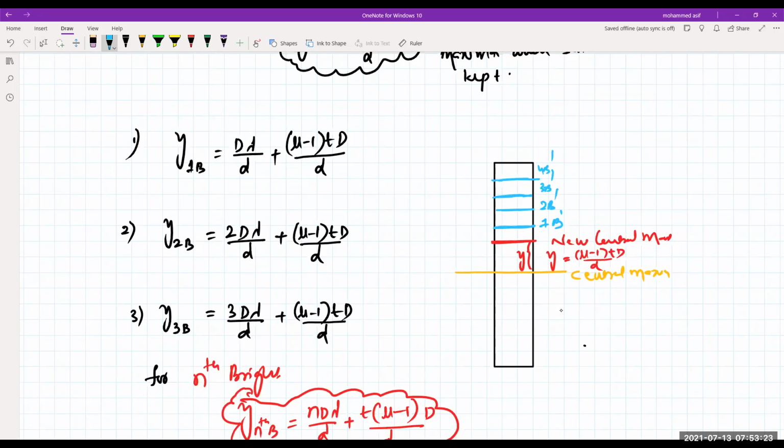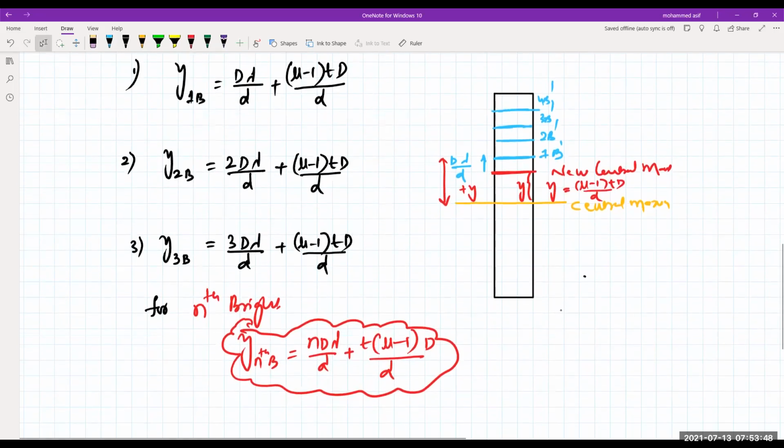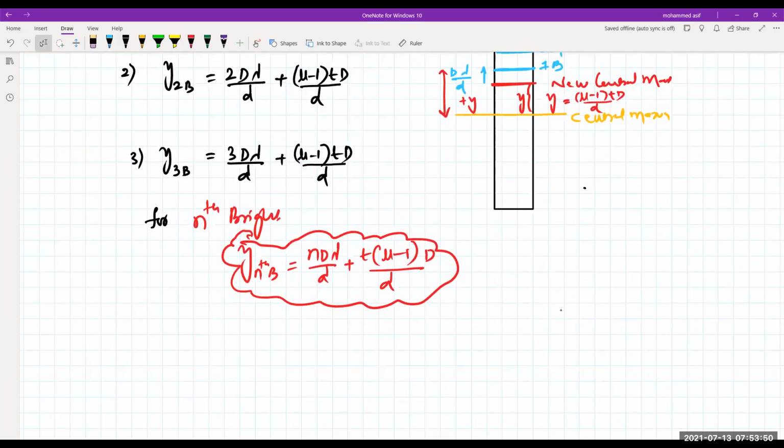First bright is how much from the central maxima? If I am taking from here to here, this will be equal to D into lambda by small d. So if I am trying to calculate the distance from here to here, then you need to add the shift for this. So first bright is D into lambda by small d plus (mu minus 1) into thickness T into capital D divided by small d. Like that, second bright, third bright. So for nth bright, it is n D lambda by d plus t into (mu minus 1) into capital D divided by small d. Is that clear for everyone?